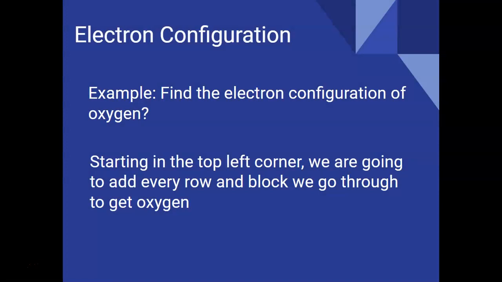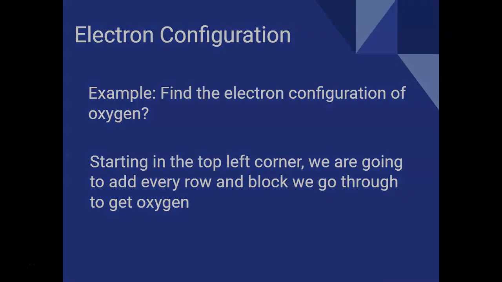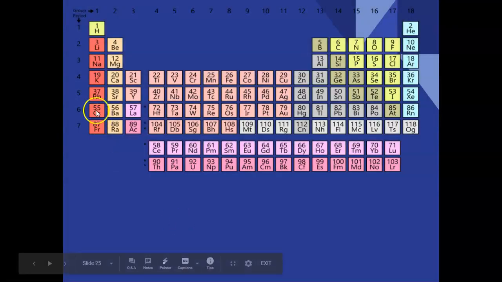So we're going to look at the configuration of oxygen. We're going to start in the top left corner, and we're going to add each row and each block we go through until we get to oxygen. Starting here, we're in row 1. This block is the S block, and remember, helium really belongs over here. So I'm going to go through 2. So 1s2. That was what I write first.